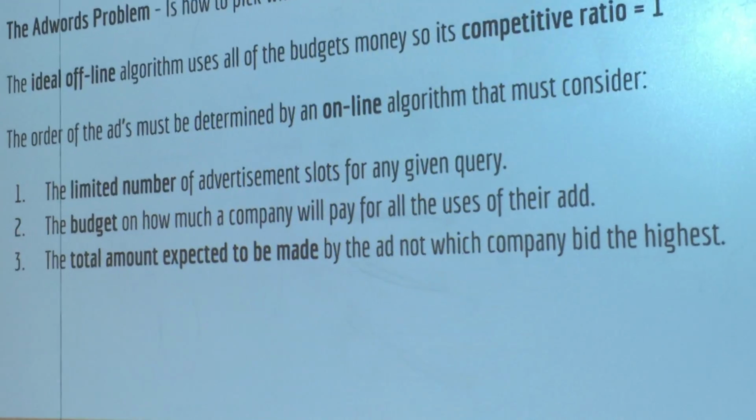The limited number, the budget, and the total amount expected, and the one that can be ignored is the budget. No. The number that can be ignored is the total amount expected to be made from the price. If you ignore the budget, you get the greedy algorithm.